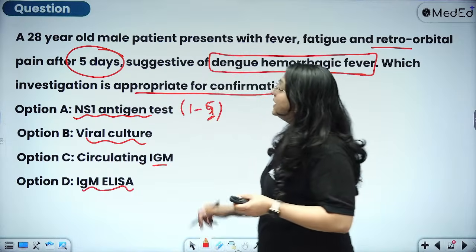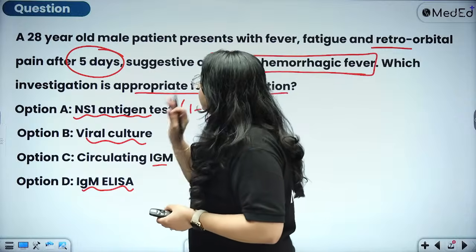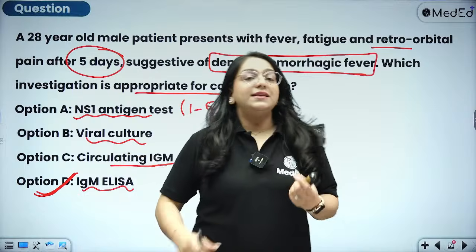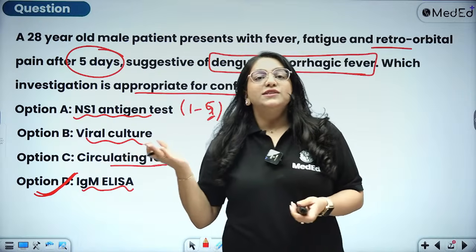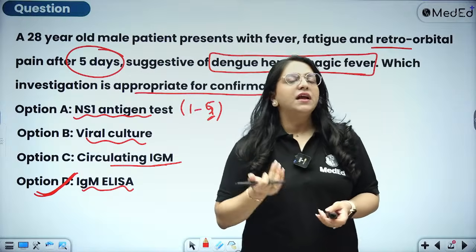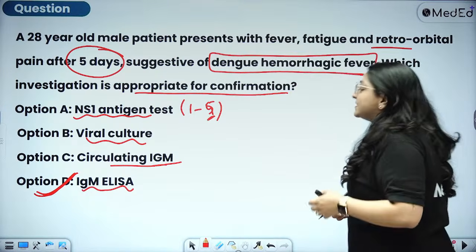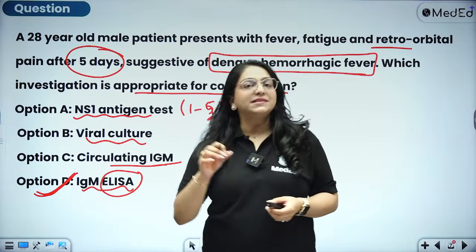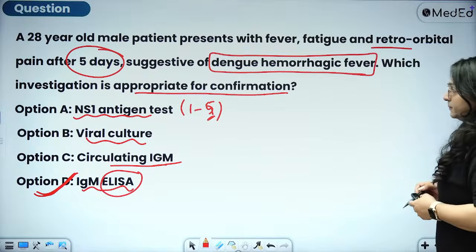I believe that the investigation they are asking, yes, correct, Arshad, the best correct answer is going to be IgM ELISA. The IgM is going to come into circulation in the 2nd week of illness. So after 7 days, if they had written, I could have said circulating IgM. Anyways, the investigation is going to be ELISA only, in which we are going to detect the IgM. So the best appropriate answer is going to be D, which is IgM ELISA.